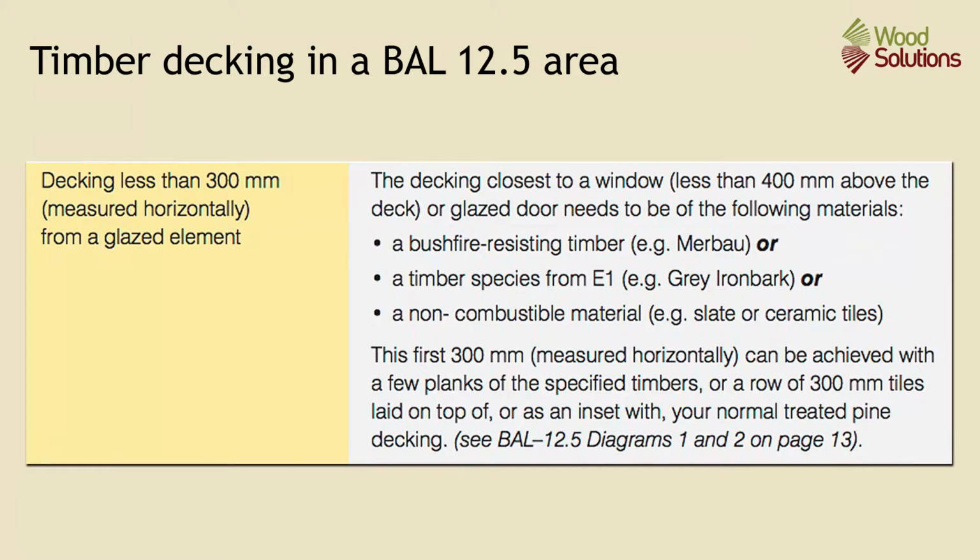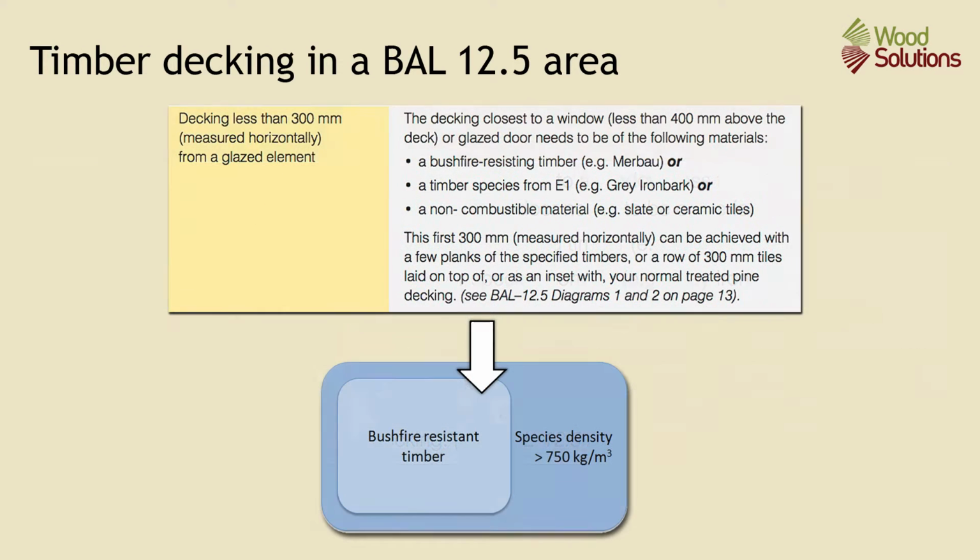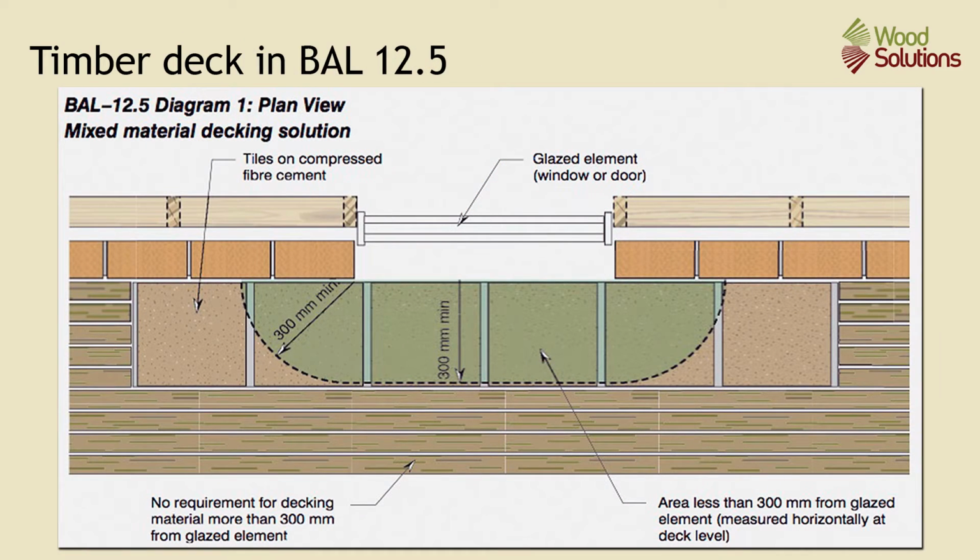If the decking is less than 300 millimetres from glazing, timber species from Appendix E1 with a density greater than 750 kilograms per cubic metre is required. This includes all bushfire-resisting timbers and species with a density of greater than 750 kilograms per cubic metre, such as jarrah. Other design options are also available. The guide shows an option where tiles are used in the area within 300 millimetres of the glazing.